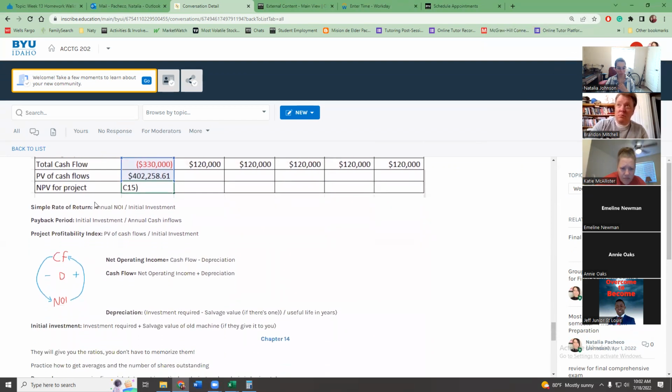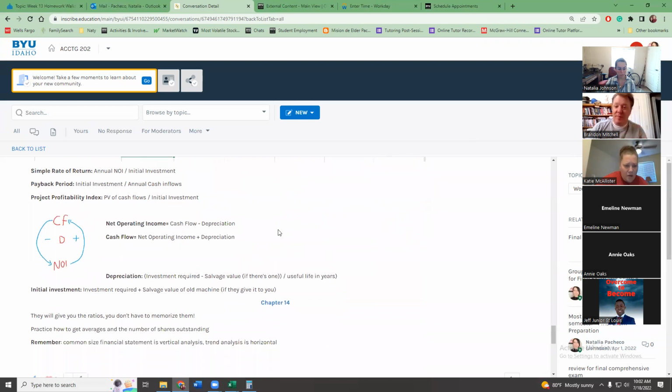The simple rate of return is the annual net operating income divided by the initial investment. The payback is the initial investment divided by the annual cash inflows, and the project profitability index is the present value of cash flows divided by initial investment. So remember that all of these have initial investment in them. And if you get cash flows but you need net operating income, you subtract depreciation. Or if you need the cash flow from net operating income, you add it back.